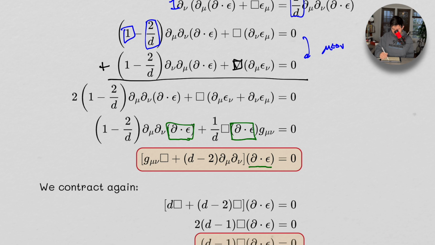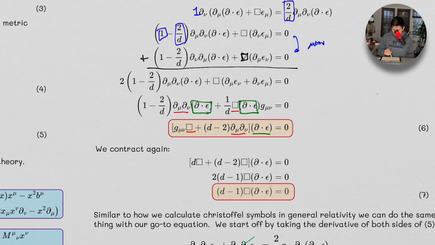Or actually, I'll do this in a different color. So these guys are right here. This guy is right here. And then we have 1 minus 2 over d. You can pause this if you want, but this guy and this guy will turn out to give us this factor right here. And so what we get here is this equation.